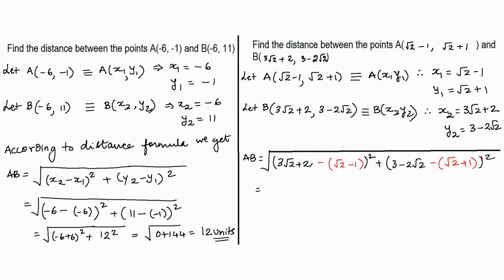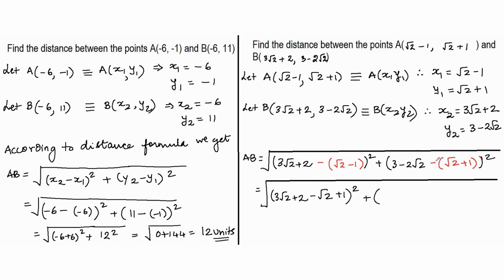Now we can open the brackets that are there. So I will get this is equal to square root of (3 root 2 plus 2 minus root 2, minus of minus 1 is plus 1) the whole square, plus (3 minus 2 root 2 minus root 2, and minus of 1 is minus 1) the whole square.